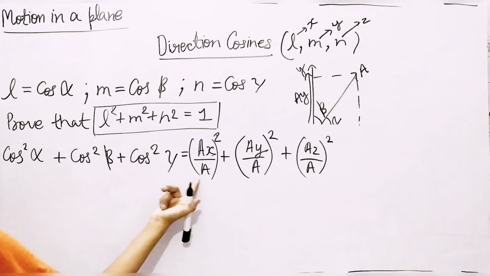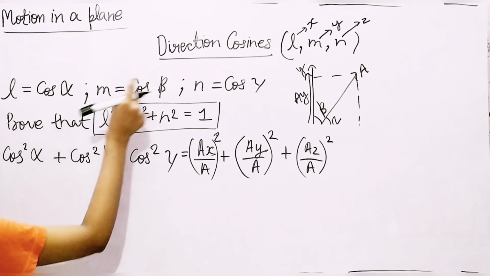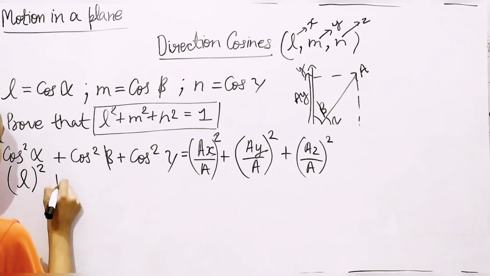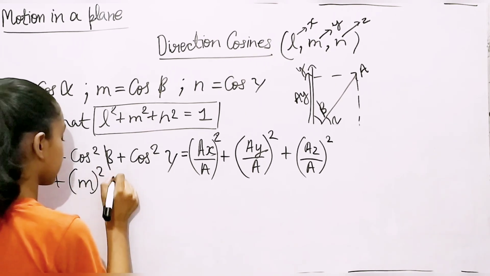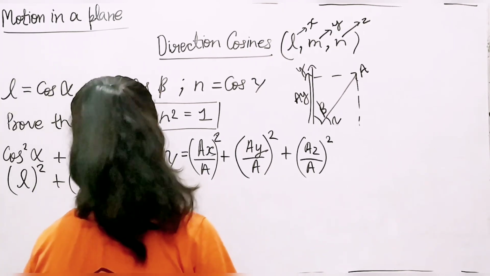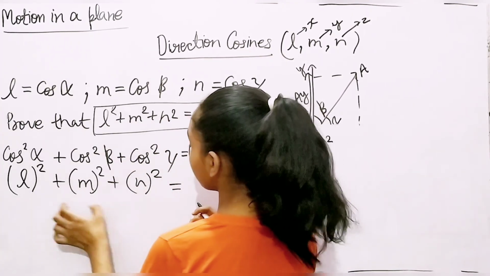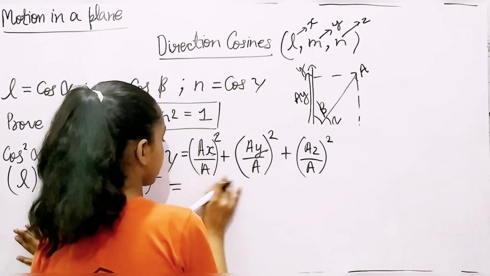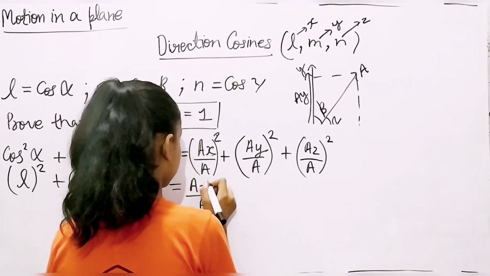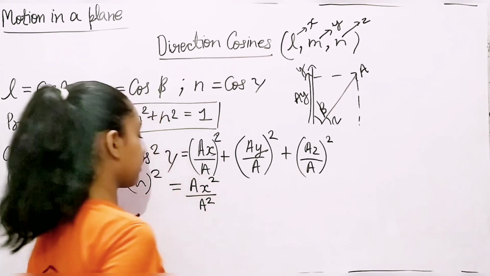Now, second. We can also write these things by L, M, and N. So I'm going to write L squared plus M squared plus N squared equals what? Let me tell you. It's going to be AX by A, so AX squared by A squared. We're going to write it like this.